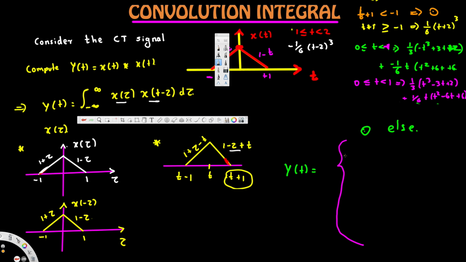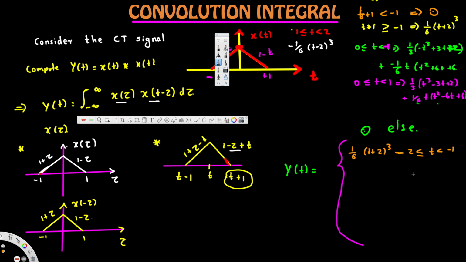Okay, let's look at the regions. When t plus 1 is less than negative 1, at that region we have 0. And let's see this one. T plus 1 is greater than or equal to negative 1. And I forgot to mention, if you clearly see that region, t was between minus 2 and negative 1. At that region, that one was 1 over 6 t plus 2 cubed.